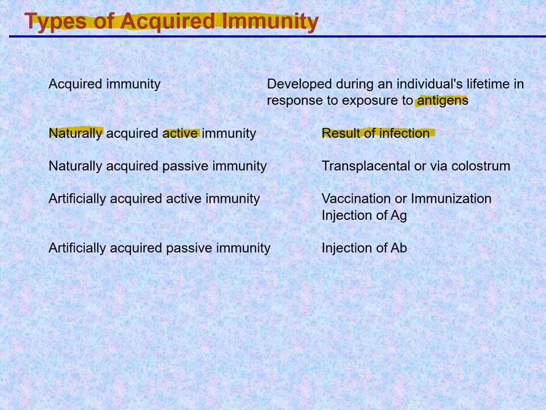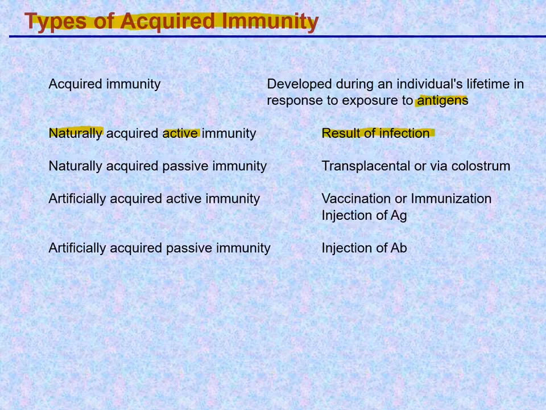And both types actually can form memory cells. And so you are immune. You have acquired immunity. You did it naturally because it was the result of an infection, a natural process. But it was an active response through clonal selection. That's an active process. The cells with the right receptor for that, let's say it was a virus, were activated and proliferated. All that's a natural active immune process. So, naturally acquired active immunity.